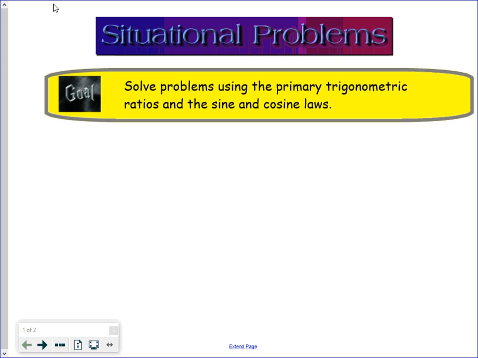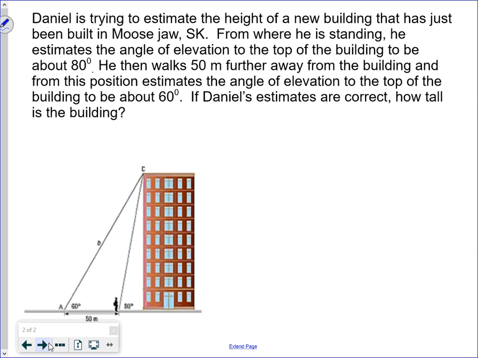In this lesson, we will look at a situational problem that involves both the primary trig ratios as well as the sine and cosine laws. Daniel is trying to estimate the height of a new building that has just been built in Moose Jaw, Saskatchewan.